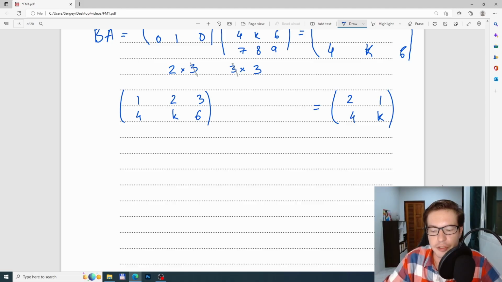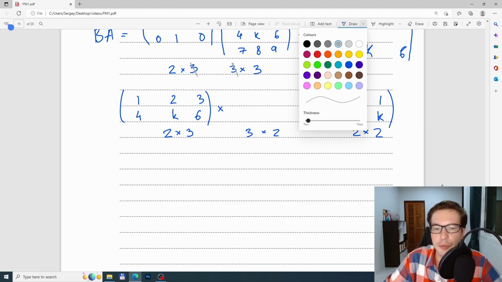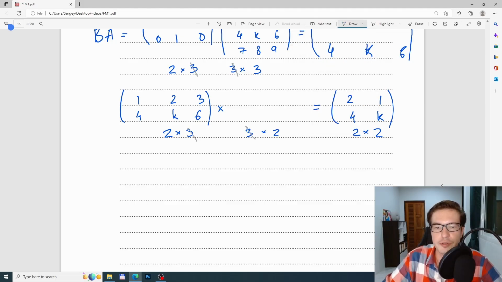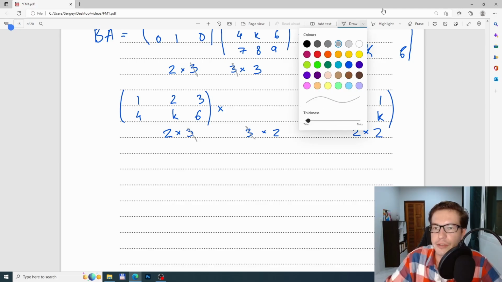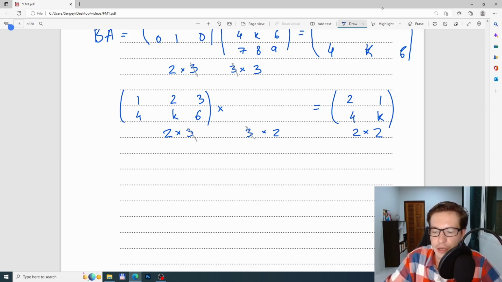First, let's try to think about the dimensions of the matrix. The first one has dimensions 2 by 3, and the result has dimensions 2 by 2. So this matrix that we are looking for should have dimensions 3 by 2. This way, if I cross out the inner numbers, my result is going to be a 2 by 2 matrix. Right, so let's draw this matrix.